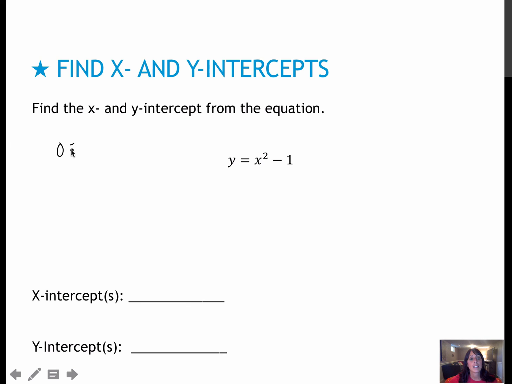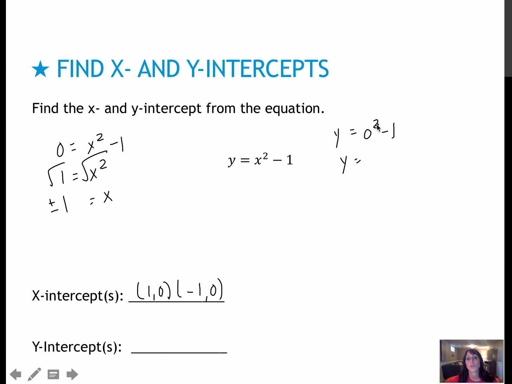If I start by plugging 0 in for y, I get x squared minus 1 equals 0. I would add the 1 to each side, which would leave me with 1 equals x squared. I would take the square root of each side to get x equals plus or minus 1. So my x-intercepts would be 1, 0, and also negative 1, 0. So there are two x-intercepts. For the y-intercept, I of course would replace x with 0. 0 squared is 0, minus 1 is negative 1. So at the point 0, negative 1 is where this parabola would cross the y-axis.